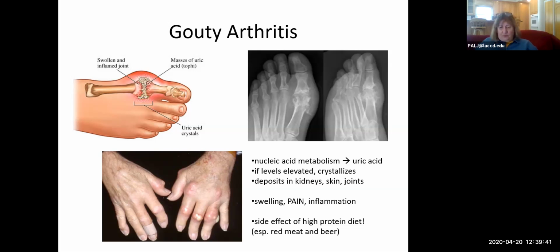And also, along with all of that high protein diet and the red meat, you know, hamburgers are a red meat, there's a lot of beer consumption, which acts like wine does and potentiates the effect, as well as slightly dehydrating you, which makes your uric acid levels go up. So we're seeing a lot of gouty arthritis in college age students as well as a second peak in your 50s.